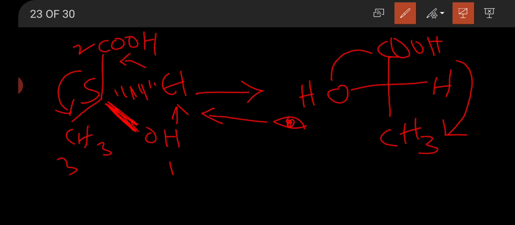Okay, 1, 2, 3 is clockwise with the fourth priority group present at a horizontal bond, that's why it is S configuration. Configuration is not affected during conversion of wedge to Fischer, therefore it is the right conversion.